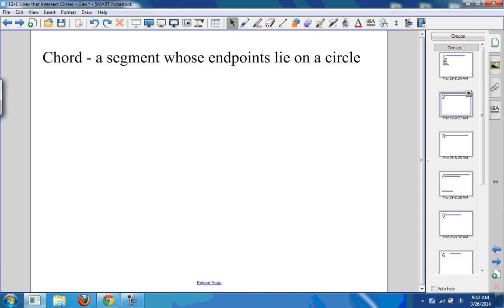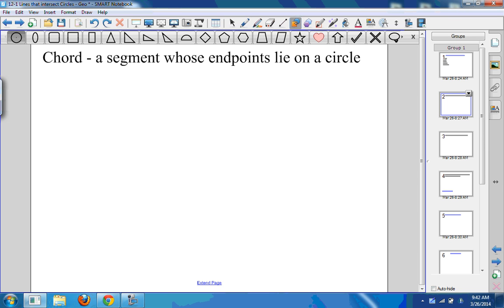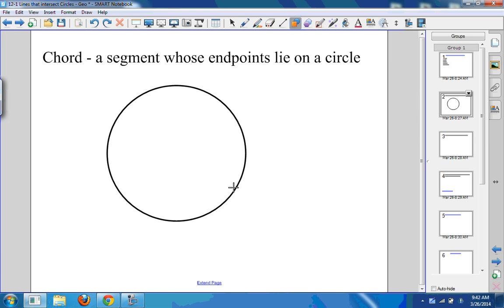A chord is a segment whose endpoints lie on a circle. So let's try and draw that and see what it looks like. We have a circle. A segment, remember, doesn't have arrows on it. So it's a segment whose endpoints lie on a circle. So that would be a chord. This would be a chord. That would be a chord.